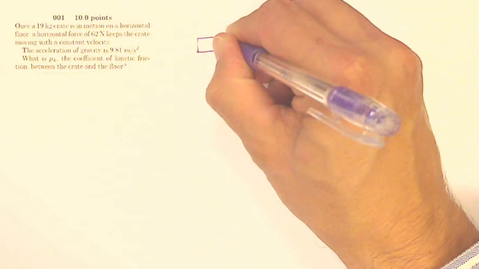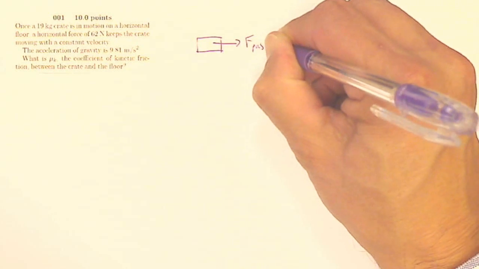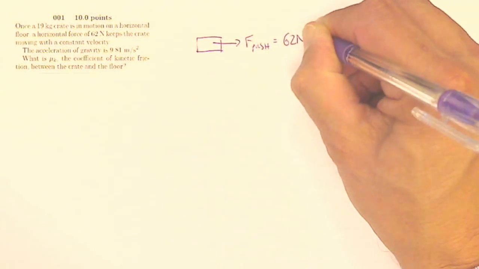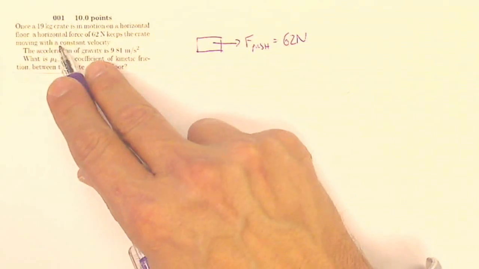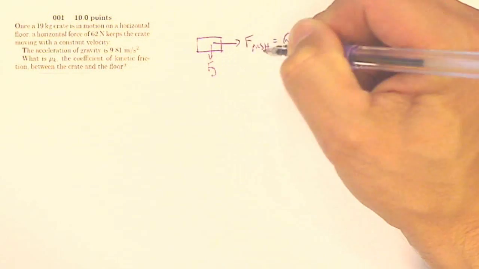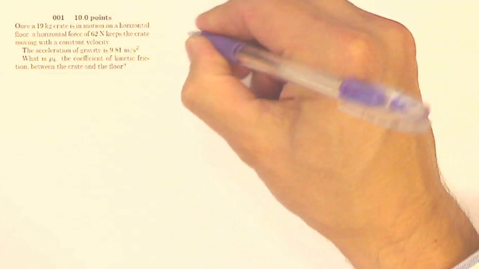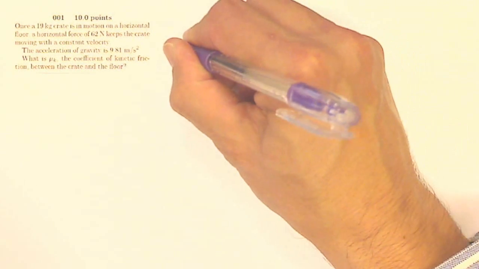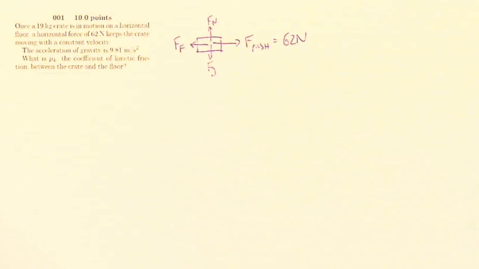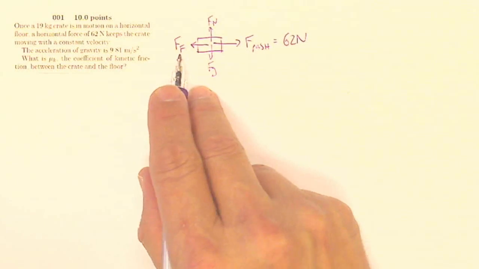So I have myself a crate. I know that it's got a push force on it, and I'm pushing with 62 newtons. That's my 62 newtons. It's moving with a constant velocity. Well, my other forces are gravity down. I know I've got a normal force pointing up. I know I've got something pointing backwards. In this case, it is friction. And since it's in motion, it's going to be kinetic friction.